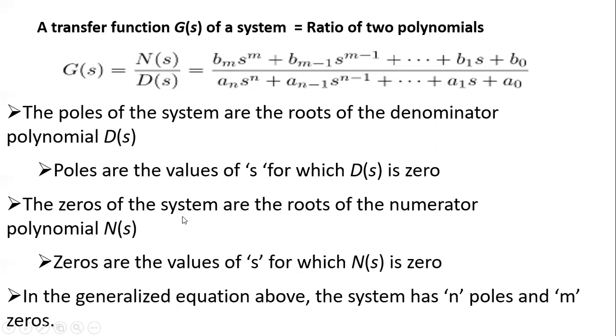Similarly, the zeros of the system are the roots of the numerator polynomial. If this polynomial is equated to 0, the values of s, for example s equal to plus 1 or minus 1, are the zeros of the system. So in the generalized equation above, the system has n poles and m zeros. That's exactly what we understand from the system.